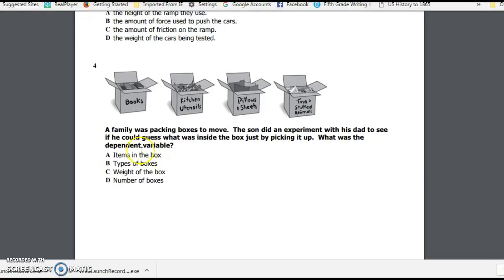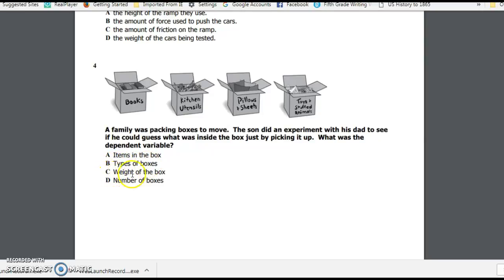So on your loose leaf, you should have number 4, A, B, C, D. Write down any key words that you see. What are they asking about? They're asking about the dependent variable. So you should be asking yourself, what is a dependent variable? All right. So what was the dependent variable? A, items in the box.